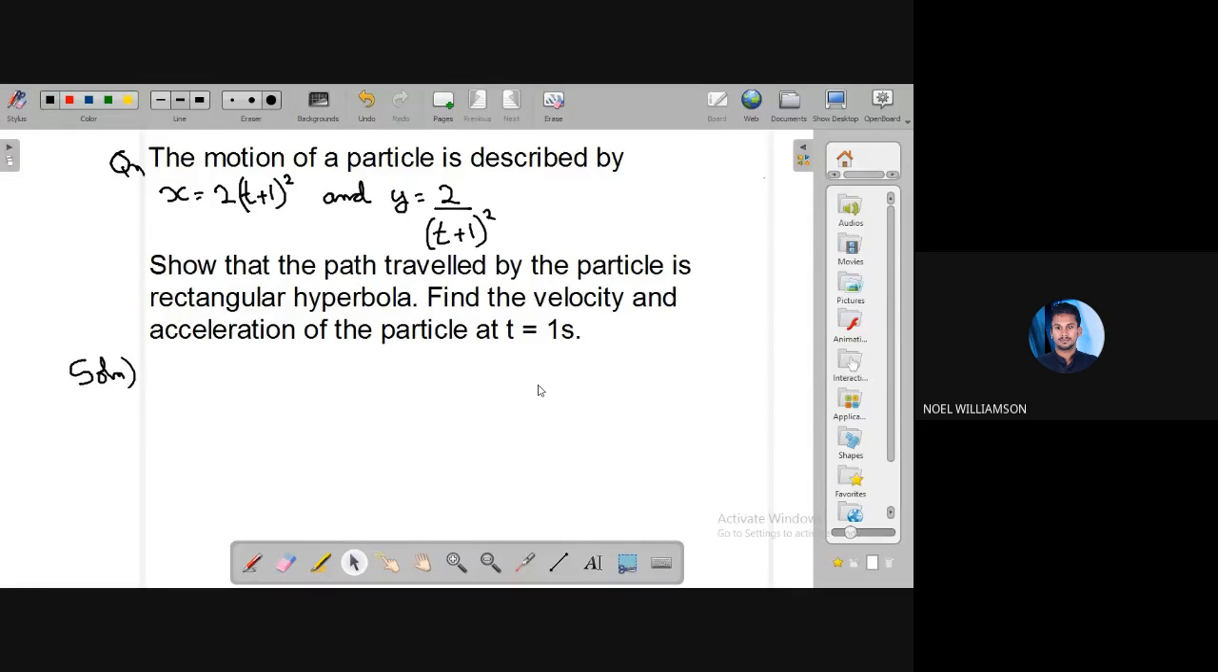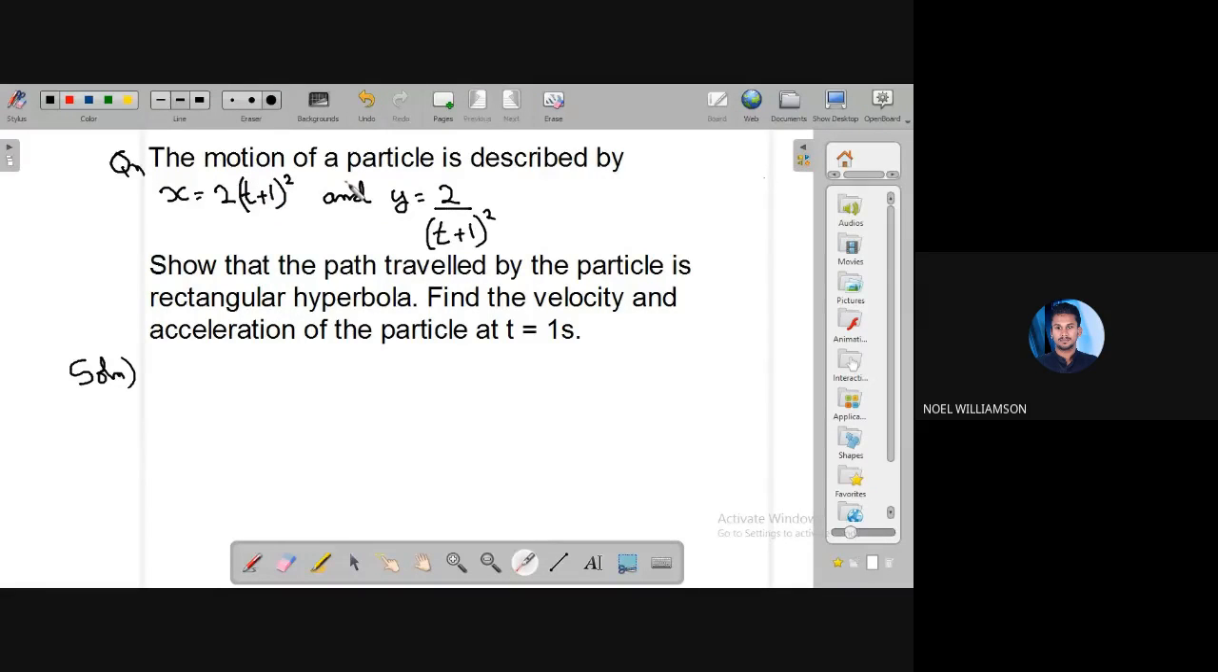Okay, fine. So we will see the question. The motion of a particle is described by x equal to 2 into (t plus 1) the whole square and y equal to 2 by (t plus 1) the whole square. So this is the relation of x and y. Now what you have to find is, show that the path traveled by the particle is a rectangular hyperbola. So the first part is that you have to show the path traveled by this relation.